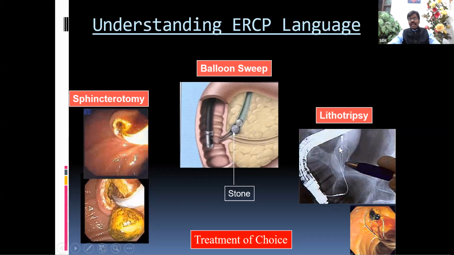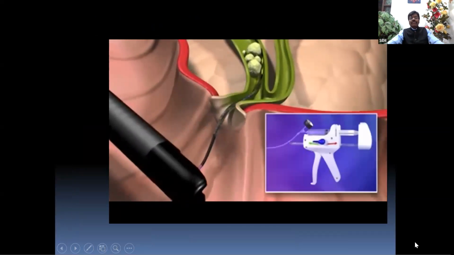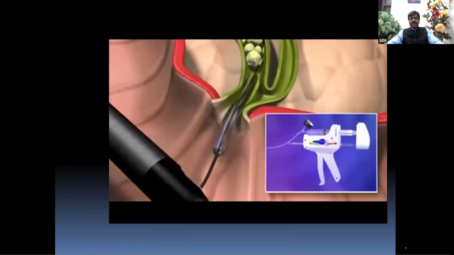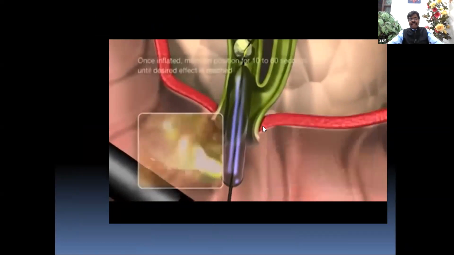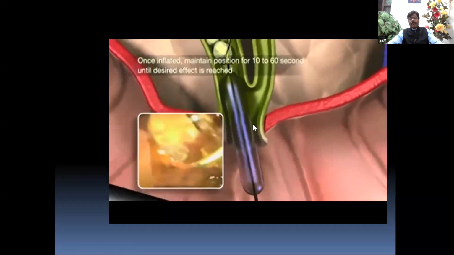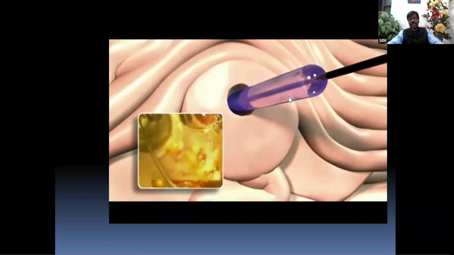Here it is a Dormia basket, like urologists have, something like a fish net. So it's a wire net passed inside the bile duct. You open the basket, grab the stone, and bring the stone out. So these are the various things. So here is a small video, just to show you. We are enlarging the bile duct by a sphincteroplasty like this, with a balloon sphincteroplasty.